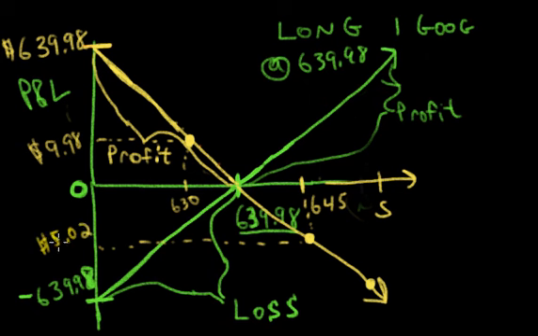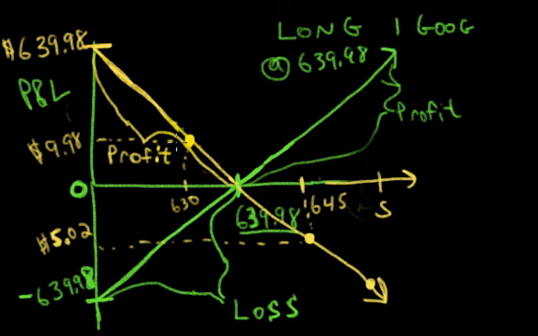And notice this is not drawn to scale at all, but you get the picture, right? When you go short something, you want the price to fall. So this axis here is the price. Going out here, the price is increasing. And down here, it's decreasing. You bought it at 639. If you sold it, you're going to make profit when the price falls.